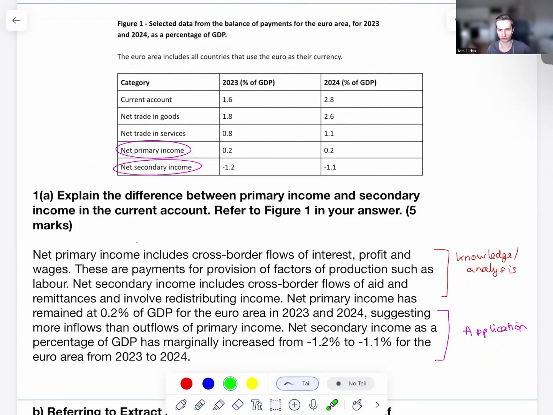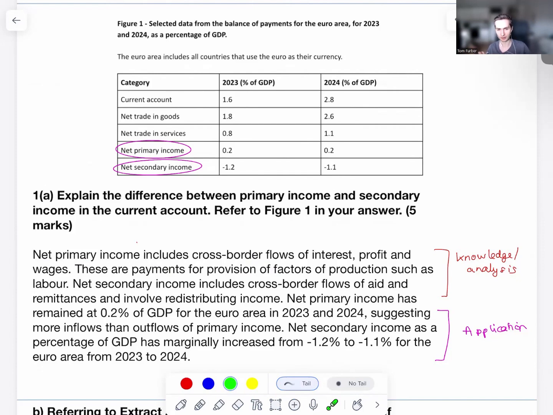But there are 3 marks for knowledge and analysis, typically. And this means we need to explain what net primary income is. It includes cross-border flows of interest, profit, and wages. And these are payments for the provision of factors of production, such as labour. Net secondary income includes cross-border flows of aid and remittances. And that involves redistributing income.